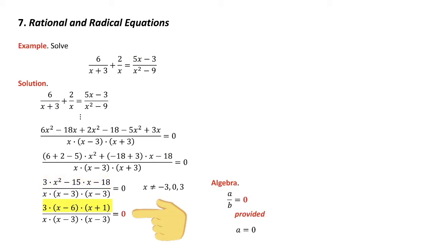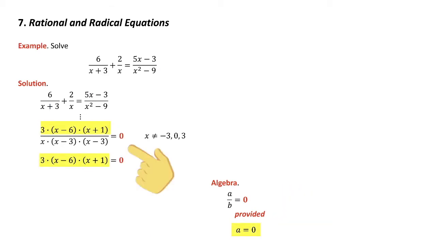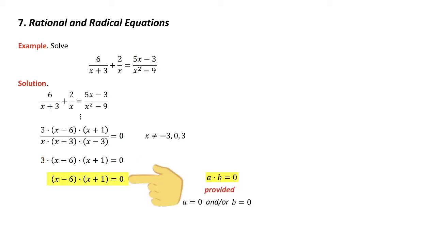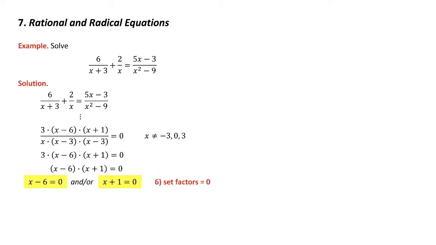So when does a fraction equal 0? A over b equals 0, provided a is 0. Again, I can set the numerator equal to 0, and I can divide by the 3 because the 3 is greater than 0. And again, we have a times b equals 0, a is 0, b is 0. So we set the factors to 0, and there's your x is 6, x is 1.